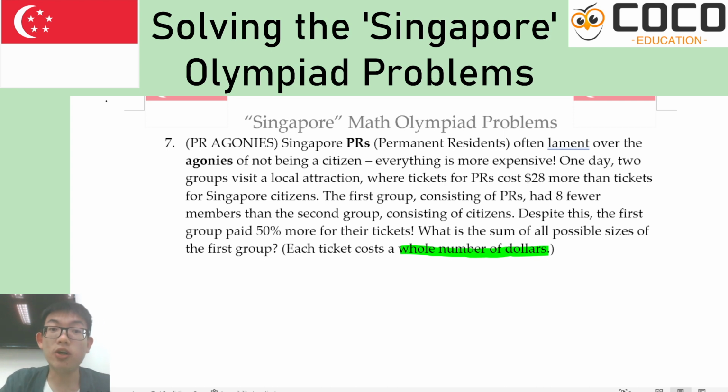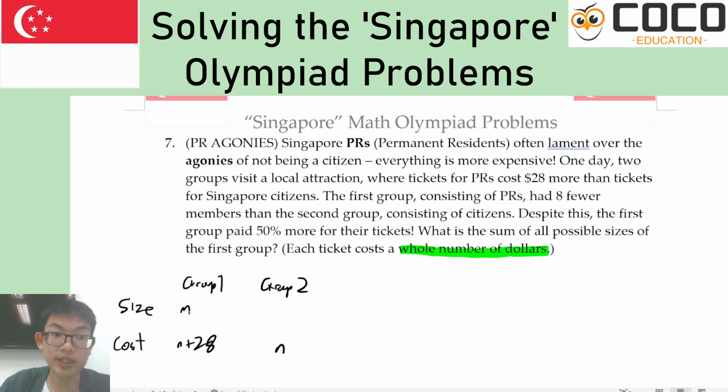But nonetheless, let's just organize the information with our sizes. So we have got the two groups, group 1 and group 2. We've got the size and the cost. And the cost of tickets for the first group of PRs is $28 more. So I'll just call it N plus 28 and N. The size, there's a difference of 8. So 8 fewer people, M minus 8 and M.